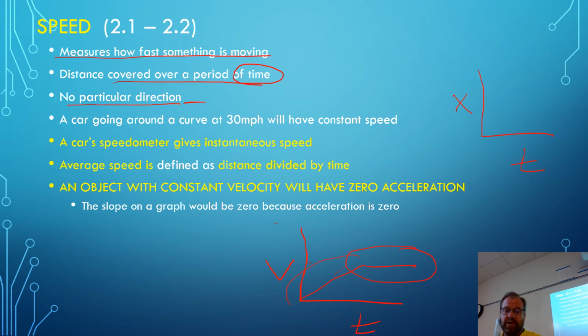This piece right here, though, that would look different. That would look like this. Your slope is increasing the whole time because you're getting faster and faster and faster. So it's the difference between a distance time graph and a velocity time graph. That's one of them.